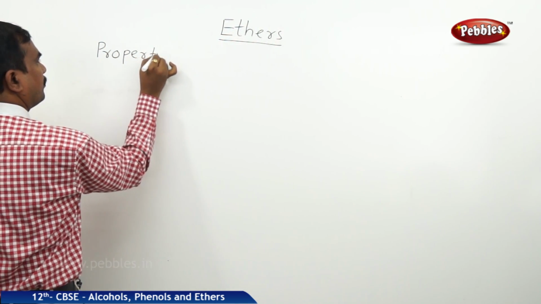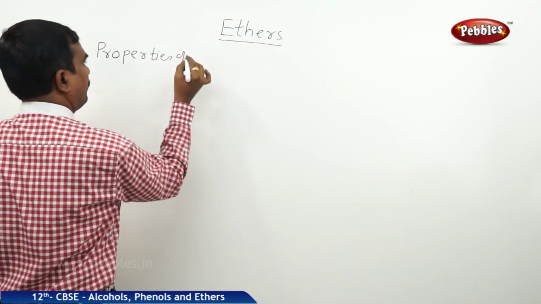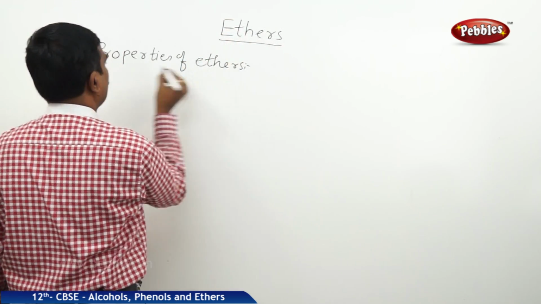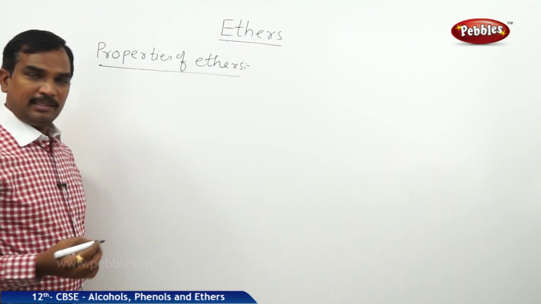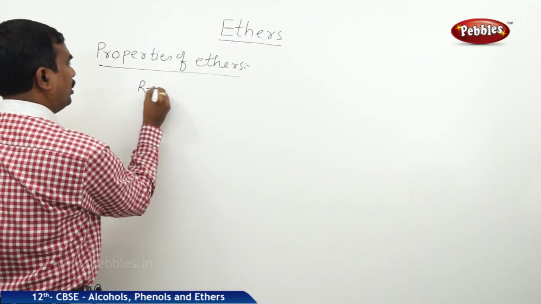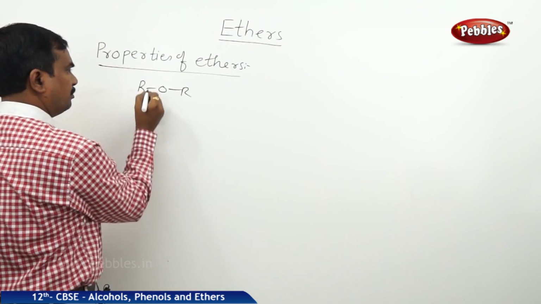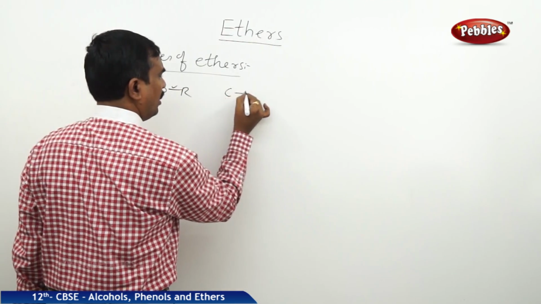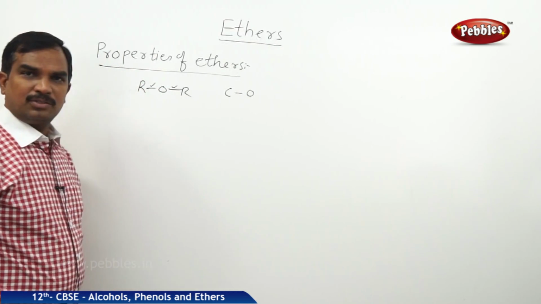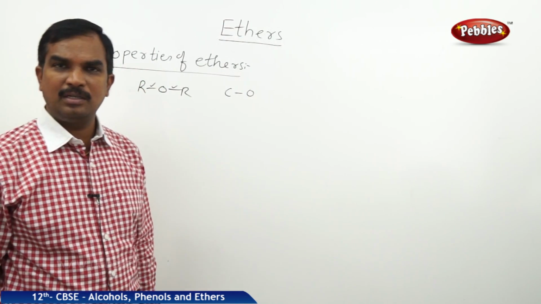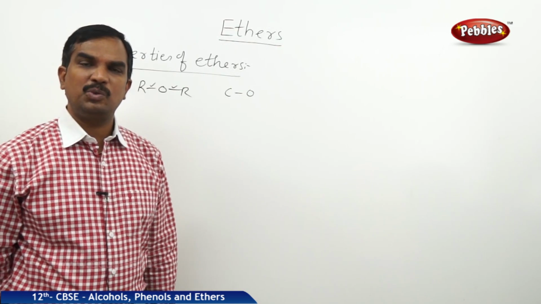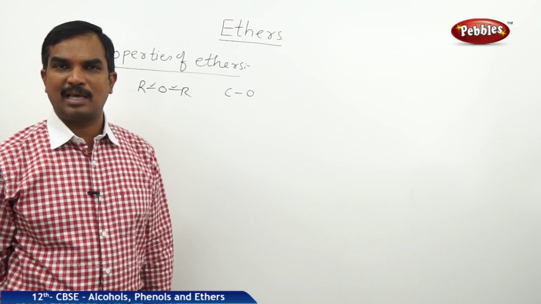Properties of ethers. In ethers we have R-O-R. So this bond and this bond, which are carbon-oxygen bonds, are polar bonds. Because of this, they generally have the ability to dissolve in water like polar solvents.